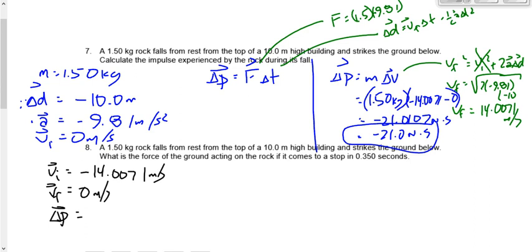Tim? No. Well, when it's stopped, the momentum is 0, yes. But the impulse experienced as it stops is not 0. What is it? 21. Negative 21? Negative 21? Yes. Good. Positive 21.